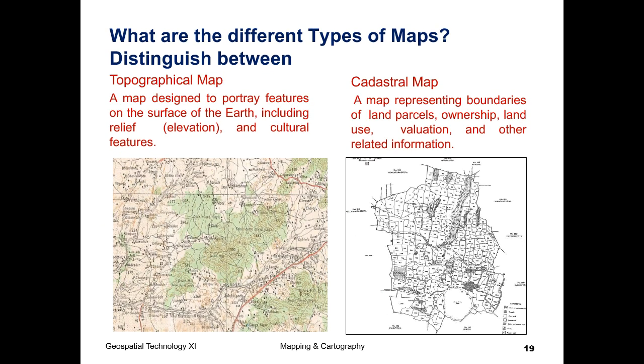Now I will be explaining to you about different types of maps. There are maps which are called topographical maps. Topographical maps are very detailed maps. They show you three things. They show you the length, the breadth, which every map shows, and also the elevation.